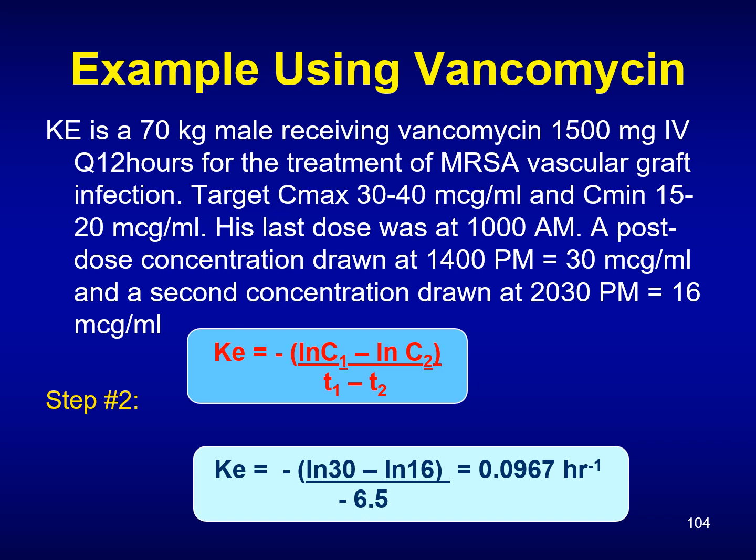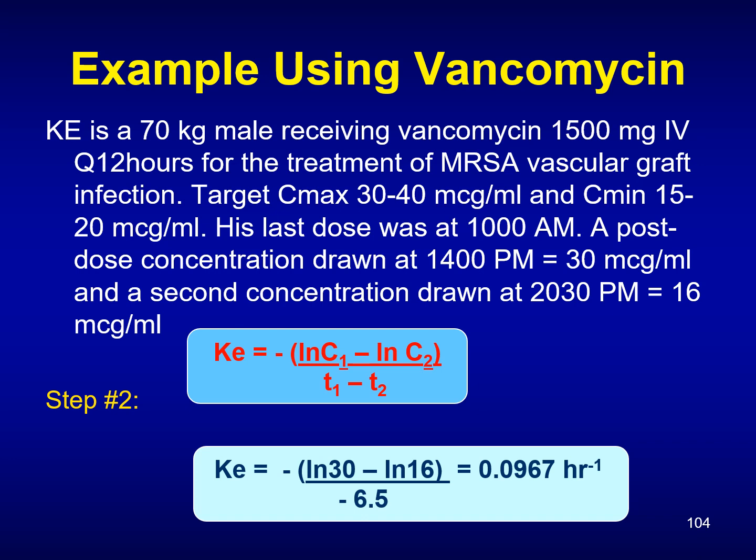A post-dose concentration drawn at 14:00 equals 30, and a second concentration drawn at 20:30 equals 16. Please note here that this regimen is every 12 hours and no longer every 24 hours. But fortunately in this case, both levels were drawn post the same dose, which was given at 10 a.m.